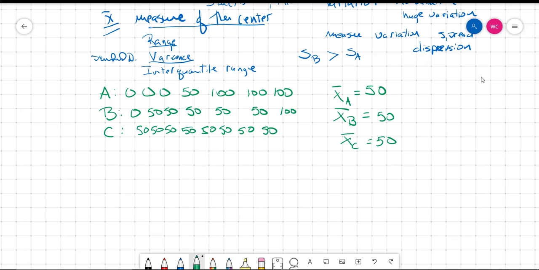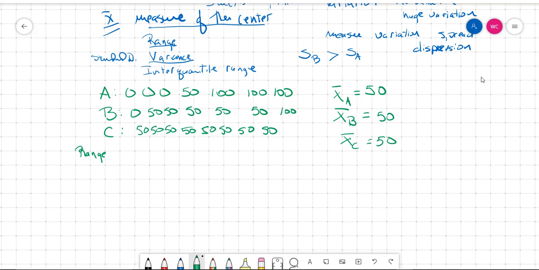Okay, so we come up with some ways to measure the variation, and the first one is the simplest way, and that's called the range. That's just equal to the highest value in the data set minus the lowest value in the data set. So if we write the range for C, what's the highest value in C? It's 50. And what's the lowest value in C? It's also 50. So the range is 0.